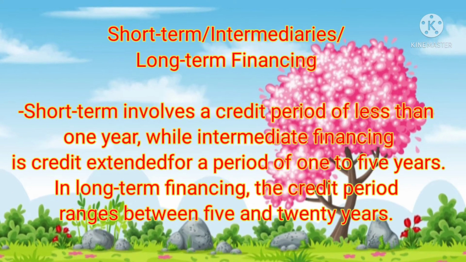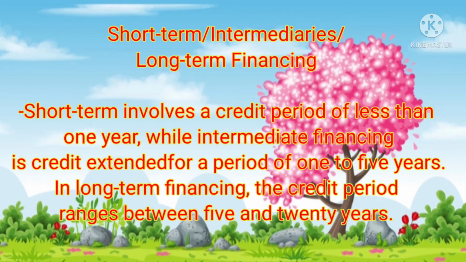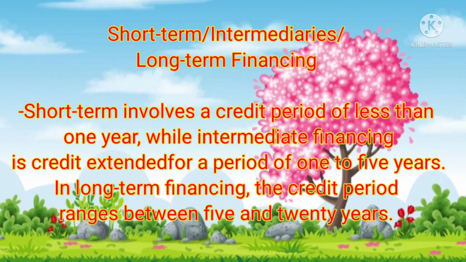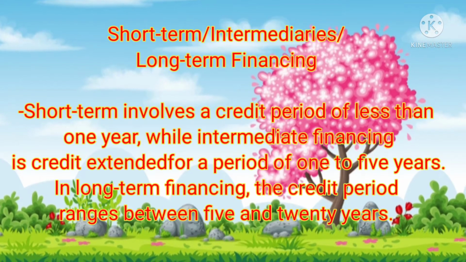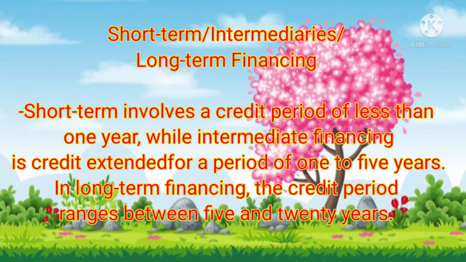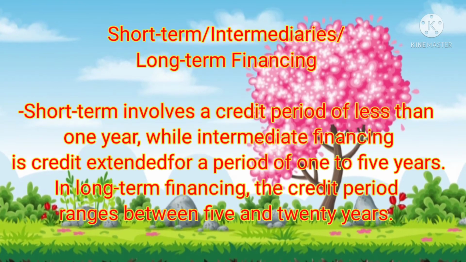The second form of external financing is short-term, intermediate, and long-term financing. Short-term involves a credit period of less than 1 year, while intermediate financing is credit extended for a period of 1 to 5 years. In long-term financing, the credit period ranges between 5 and 20 years.